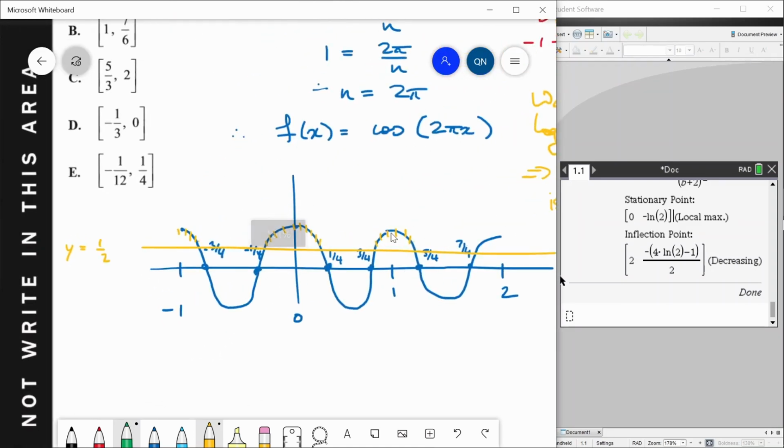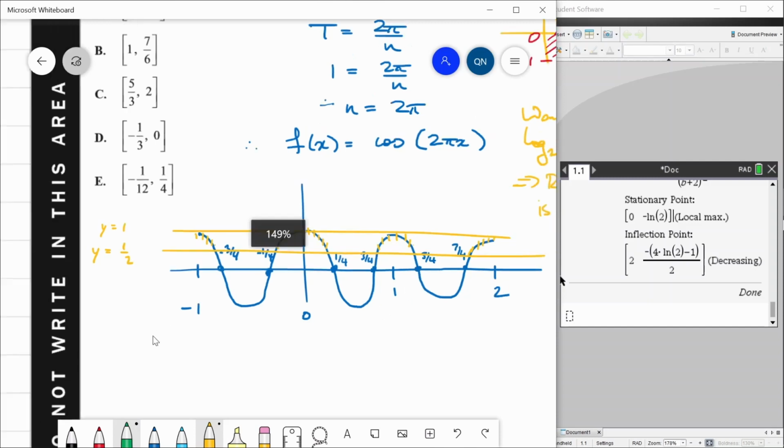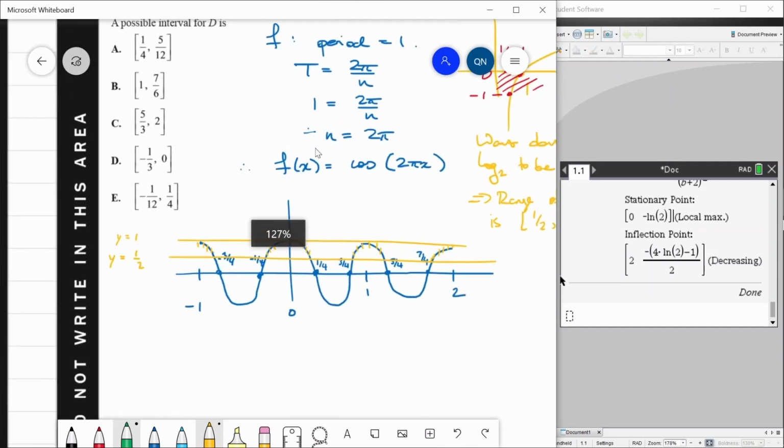Right, so hopefully that is clear there. So maybe I'll draw in another line. This is the line y equals 1 if you want. So we want a domain which only covers these areas here. Okay, so we start searching for possible domains. The only way you can do this is trial and error, really.